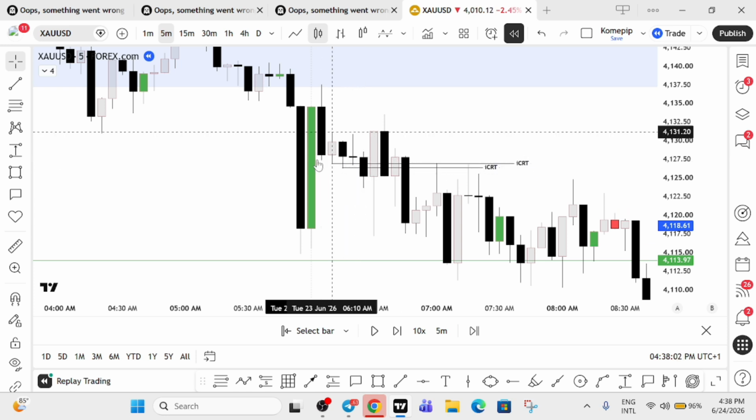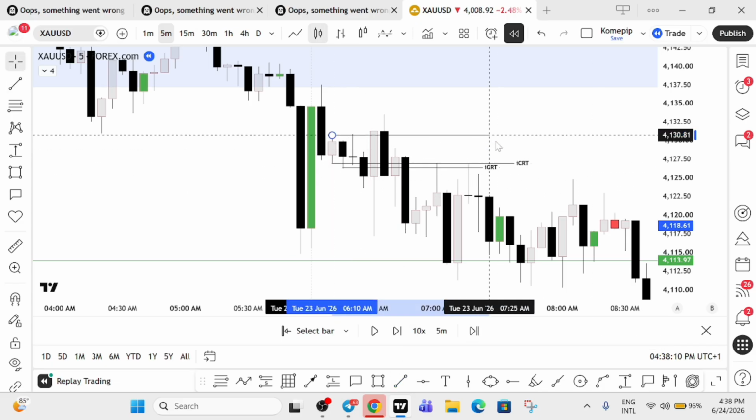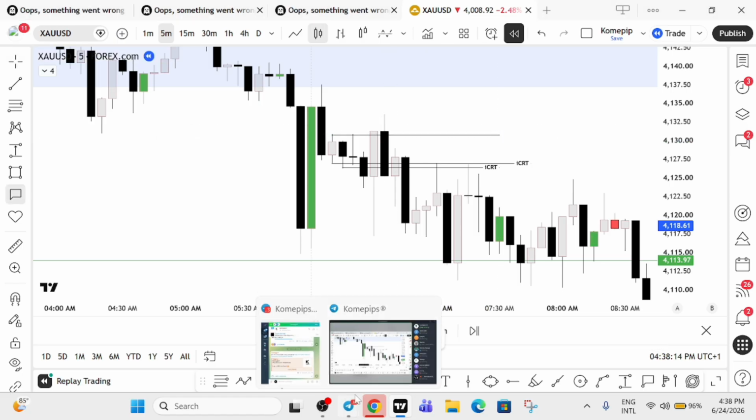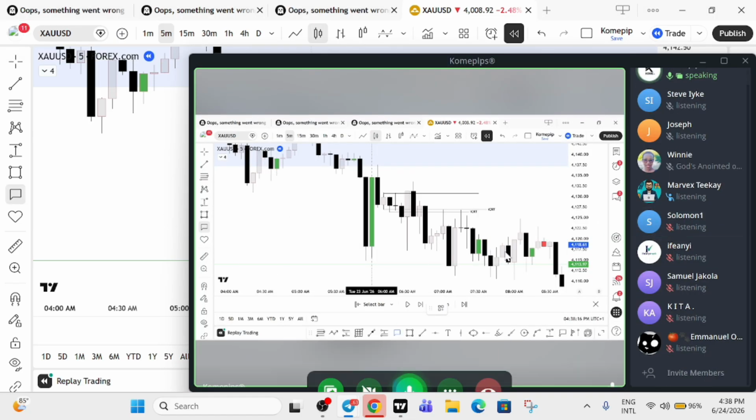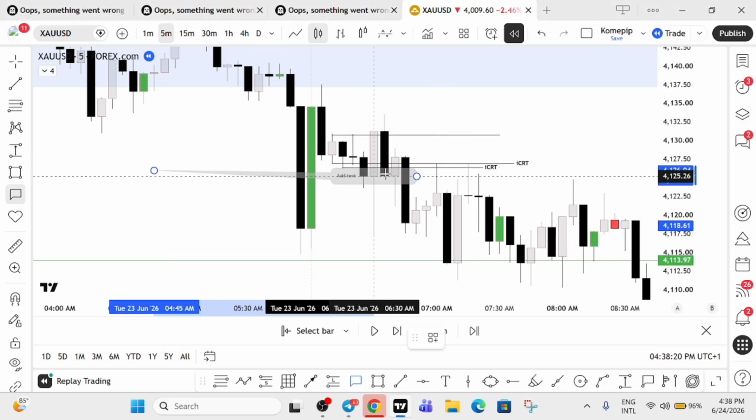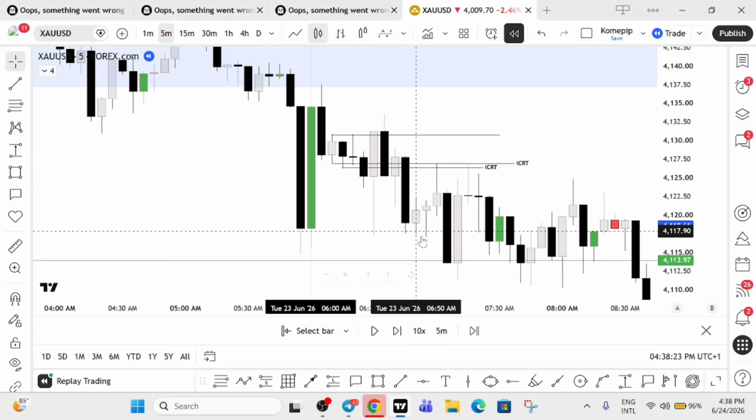So obviously, we are not going to enter on that because most times price is going to use that high as inducement. Believe me, go to your chart, go and study. Price will use that high as your inducement and move away.